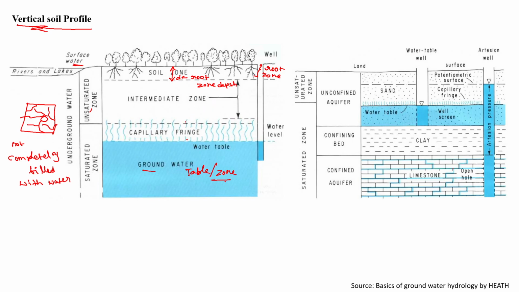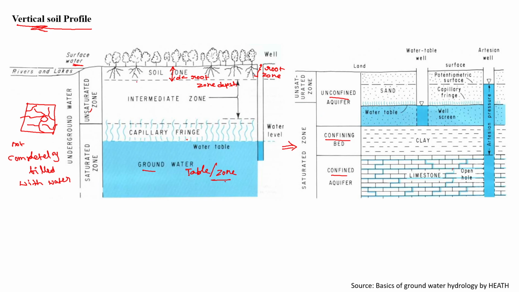Suppose this is a vertical soil profile. If we look at another type of geological formation, the left side plot shows the general picture. But if we go much deeper into the underground water, we can look at it this way. Here we can see a confined aquifer, a confined bed, and an unconfined aquifer. What unconfined and confined mean will be explained in later sessions. For time's sake, you just see what this is.